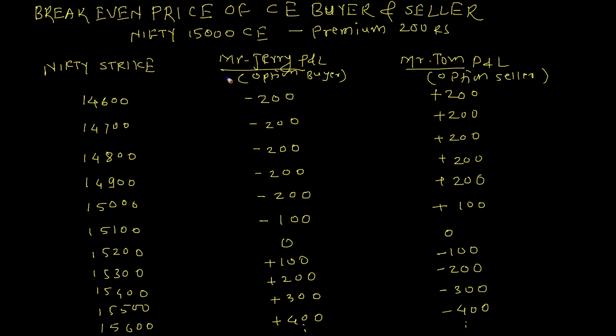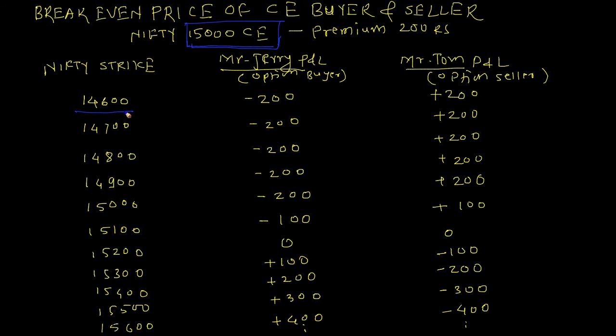and sellers. First, let us consider Mr. Jerry. Let's say the Nifty spot price is 14,600. So what will be the profit or loss of Mr. Jerry? Now, see, I can buy Nifty at 14,600 from the market. So why will I go to Mr. Tom and buy Nifty for rupees 15,000? Because I have got the right to buy, a right to purchase. Call means right to buy or right to purchase. I can purchase Nifty anytime for rupees 15,000 by using this right.